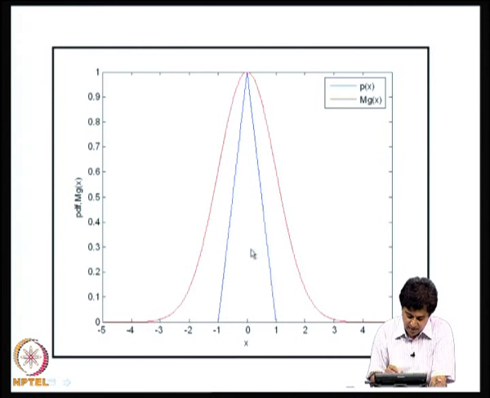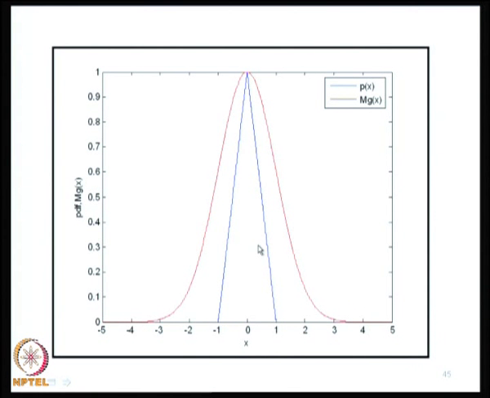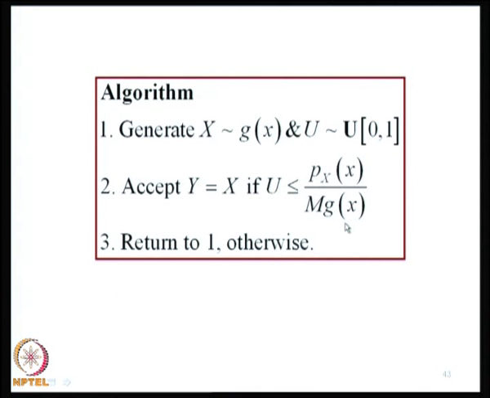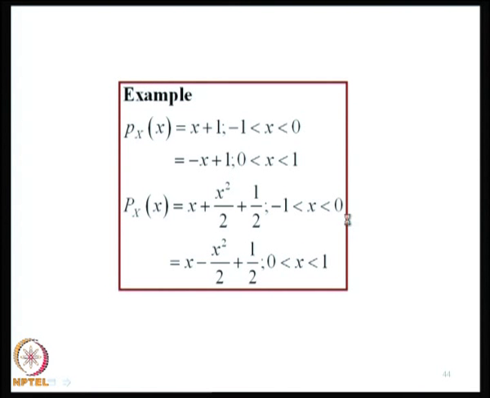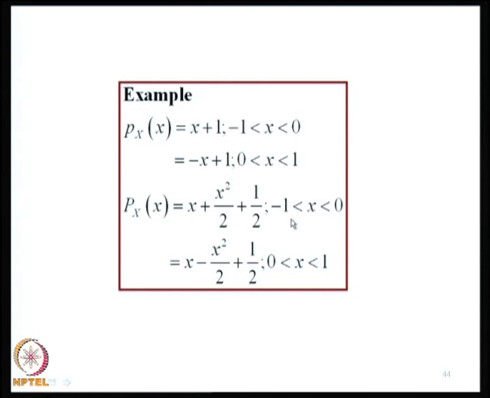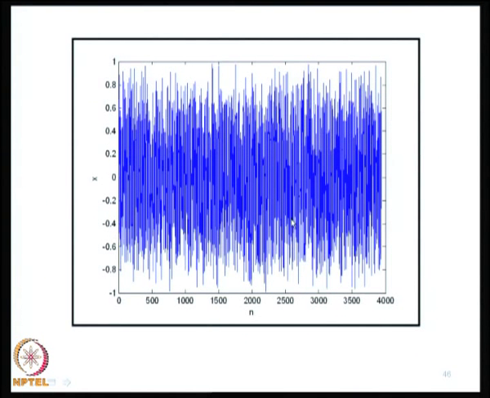So, what I do is I construct this red line which envelopes this density function, okay, and that will be my M g(x). Now, I will follow this algorithm, and if I do this exercise, I get these numbers.